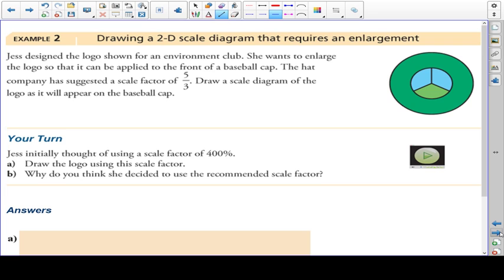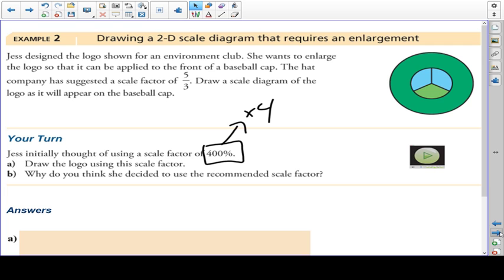This says Jess initially thought of using a scale factor of 400%. What does it mean if it's written as 400%? Well, if we think of 100% as one whole, then 400% is four wholes. In other words, if we have a scale factor of 400%, we're making everything 4 times bigger. All the lengths are 4 times bigger.